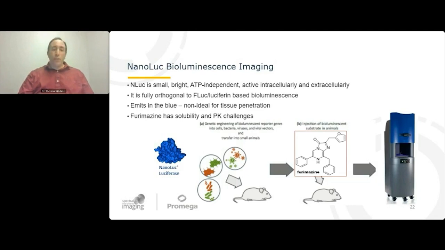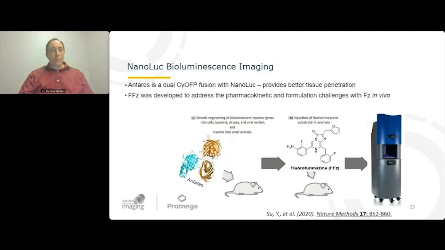A more challenging issue was that furimazine, while an excellent in vivo substrate that is used widely, does have solubility and PK challenges in terms of injecting it into mice and trying to get the substrate to distribute to where the NanoLuc is within the tissue. So a project was undertaken to improve both of these properties.